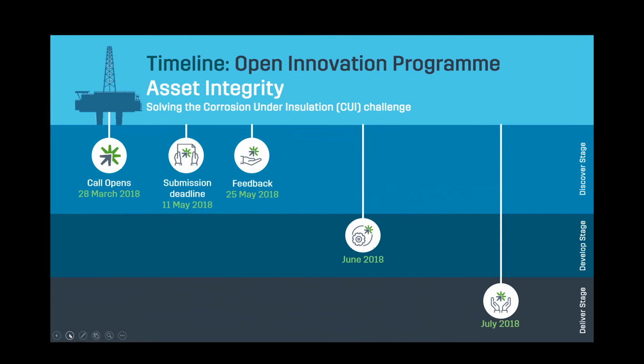And then our final stage is when we go into our Dragon's Den type session, and we get our member companies to come in and vote on and screen your proposals. That's where you will have the chance to come in and present your idea to our operators and hopefully secure your investment.